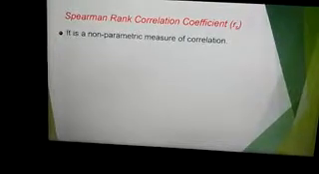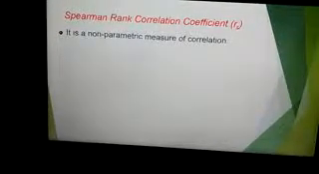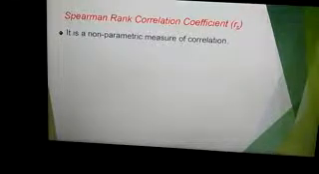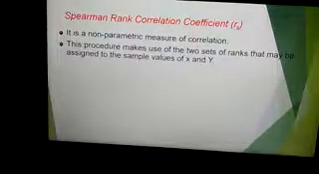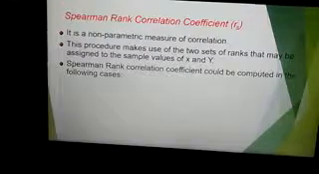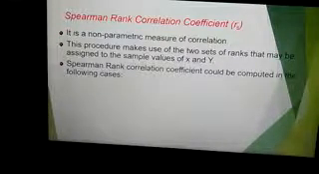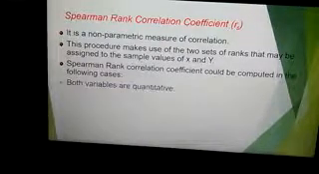The next one is the Spearman rank correlation coefficient. It is a non-parametric measure of correlation. When we say non-parametric, the data are not normal. This procedure makes use of the two sets of ranks that may be assigned to the sample values of x and y. Spearman rank correlation coefficient could be computed in the following cases.